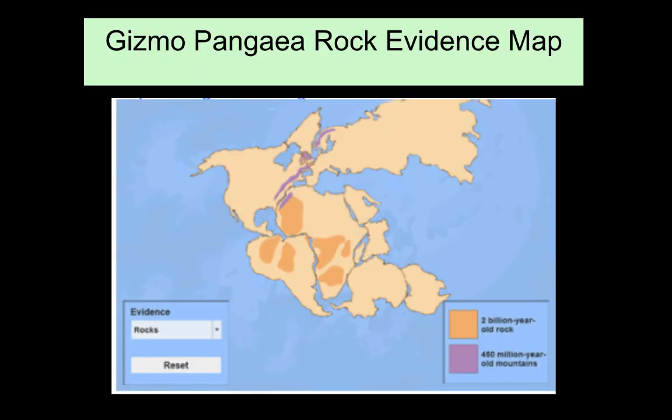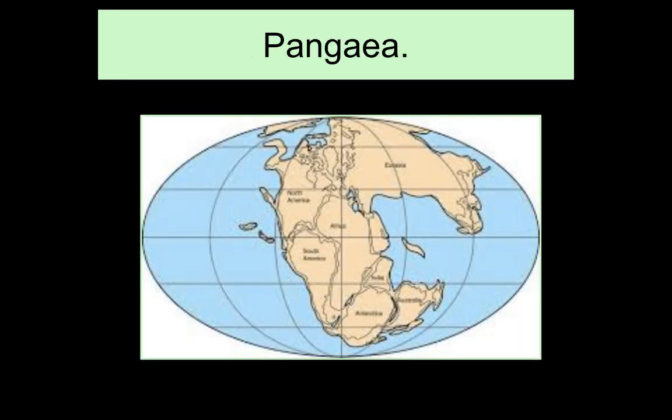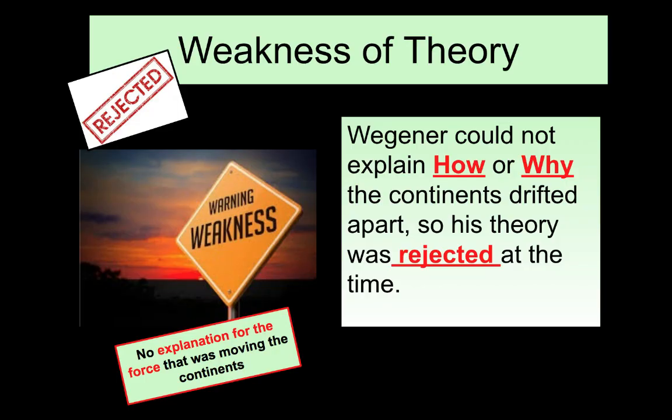And here would be a nice image of your rock evidence matching up. And here is a nice picture of Pangea. So Wegener is able to match together all of that evidence and create the map of what he thinks Pangea might look like. But he had one major fault with the theory.